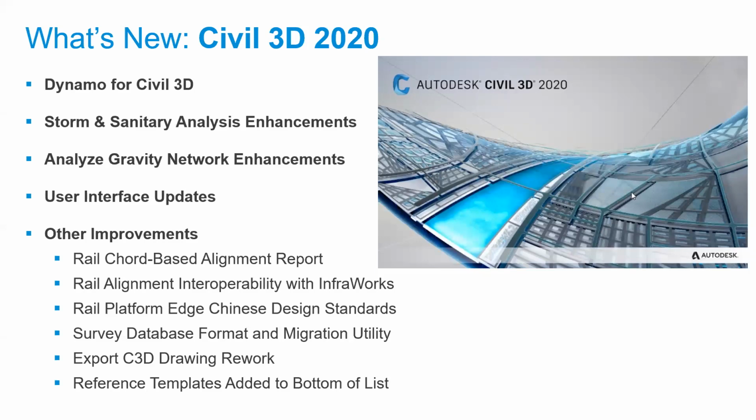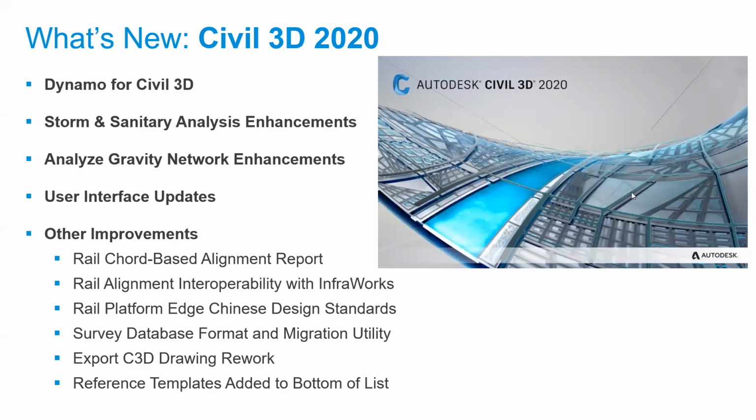Another improvement is in terms of the analysis of gravity network. This is something which had been missing, where people had been going to other third-party products like Ethernet to perform this. So you realize that with the 2020 release, you'll be able to perform analysis for the gravity network, where you'll be able to know the expected flow without having to export your model into storm and sanitary analysis to generate the results.